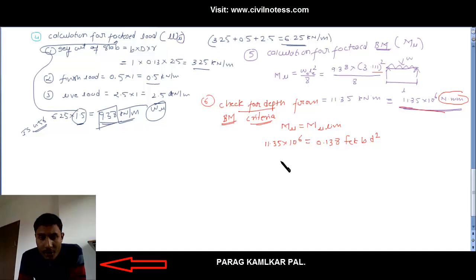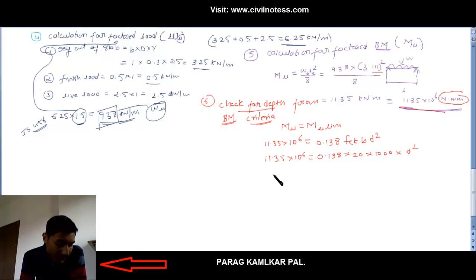So we can put in all the values: 11.35 multiplied by 10 raised to power 6 equals 0.138 multiplied by fck, which is 20, multiplied by b, which is 1000, multiplied by d square, which we have to calculate. Why do I take b as 1000? I take b as 1000. If I calculate this d, I get the value 64.13 mm.